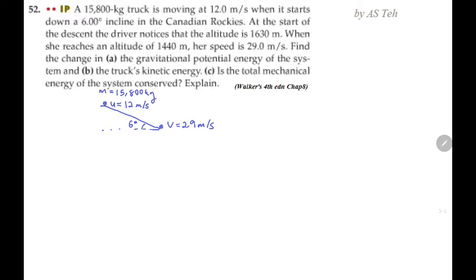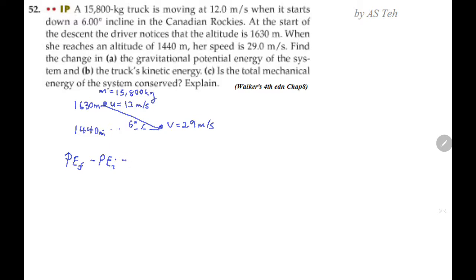We also know that the driver has some sort of altimeter, so he can measure the altitude. So it's 1630 when he's right at the top, and 1440 meters when he's down the incline. Okay, so the question asks for gravitational potential energy. So let's just look at the potential energy. So potential energy at the final minus potential energy at the beginning.